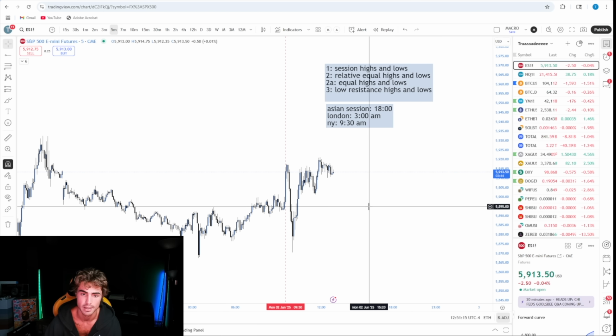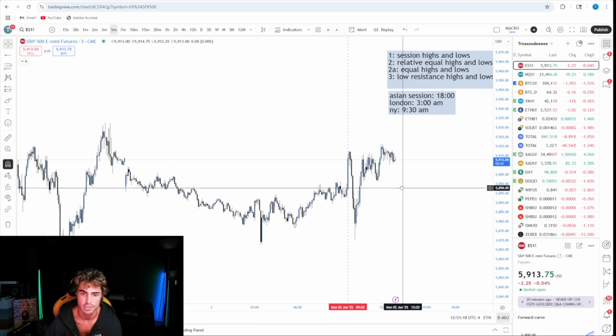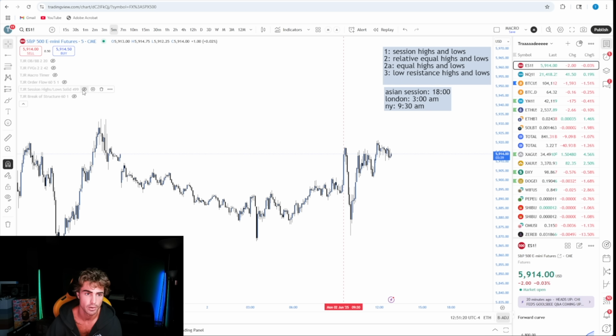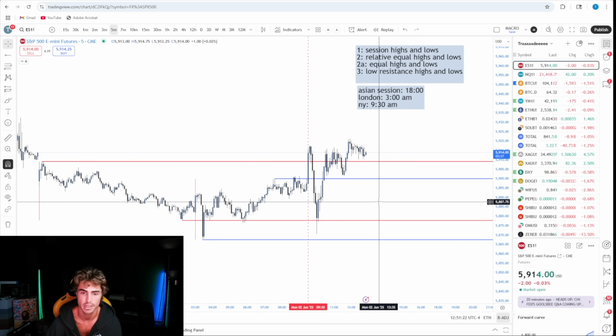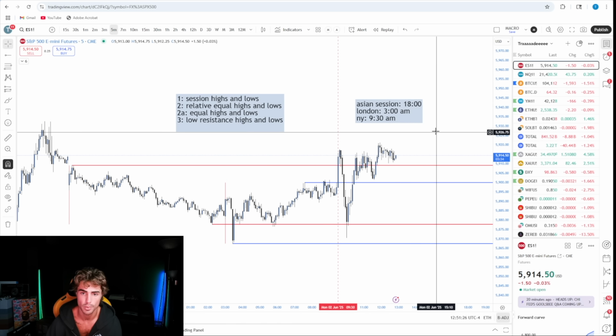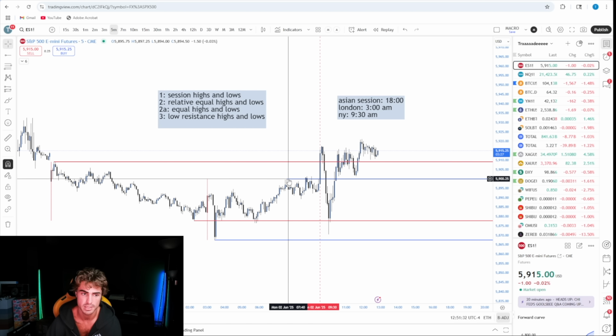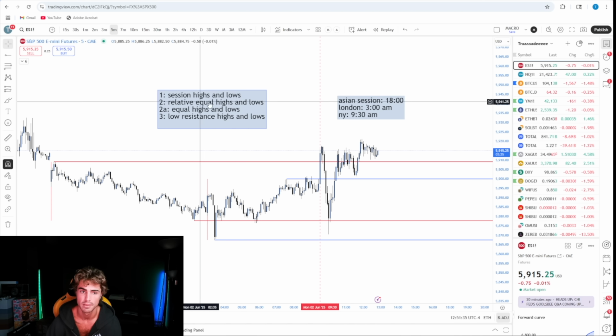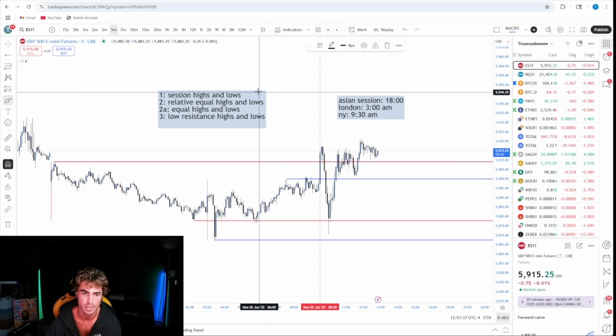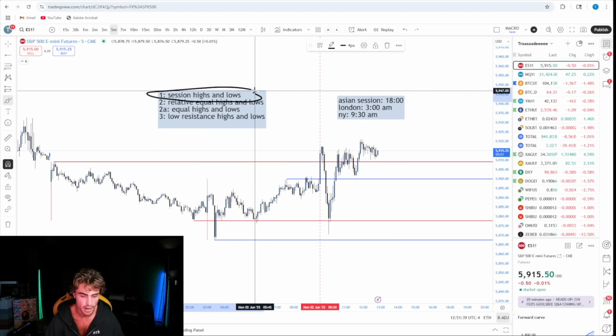With that being said, how can we actually take executions off this? This is a good example. Let's go ahead and put on our session highs and lows right here. So again, this is what we're looking at. New York market opens at 9:30 a.m. How could we have executed on something like this? Well, we have London session highs, we have Asian session highs. These are our key levels. One of our key levels got hit.